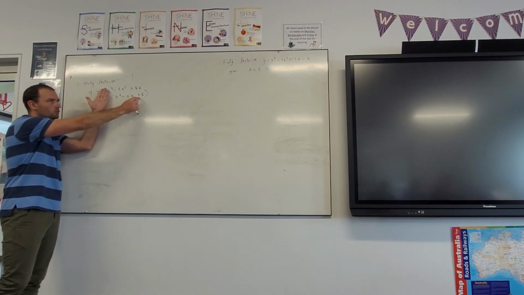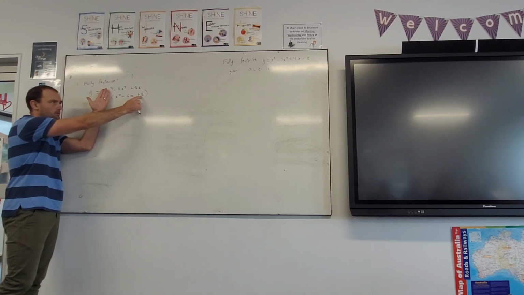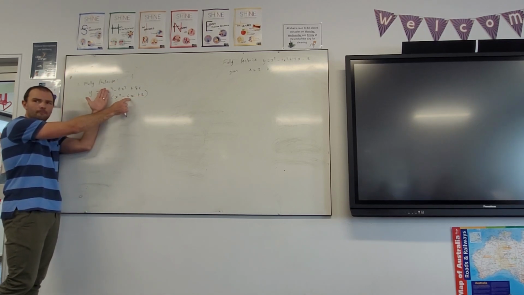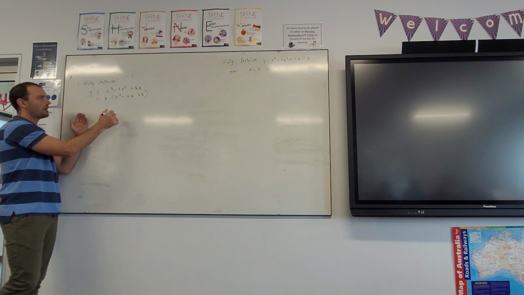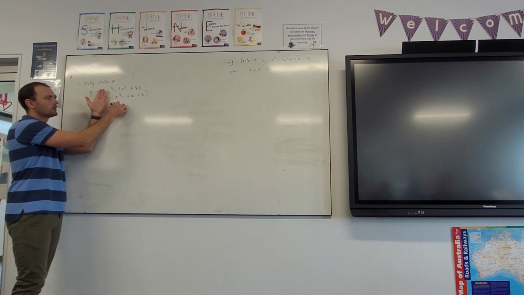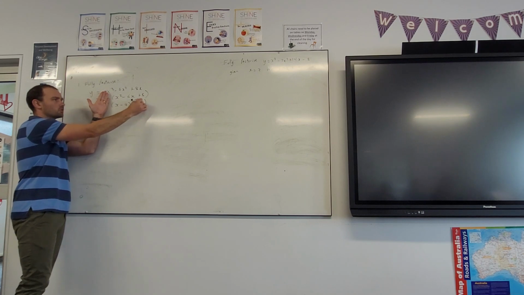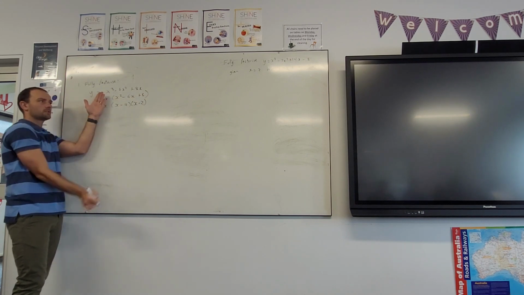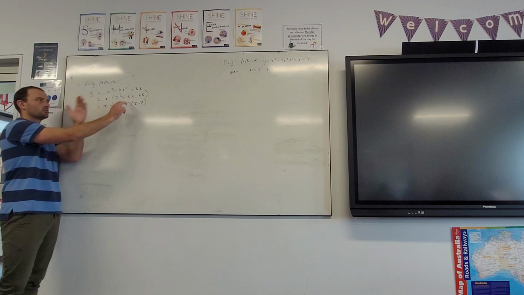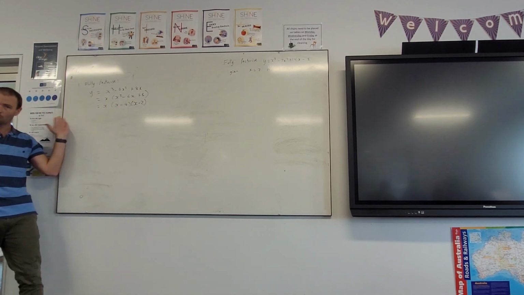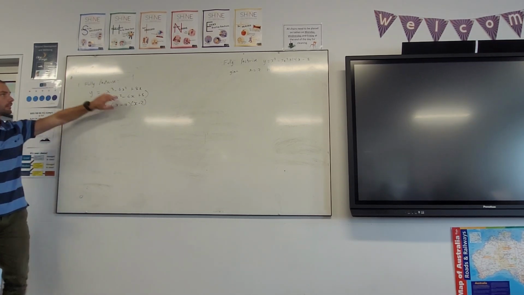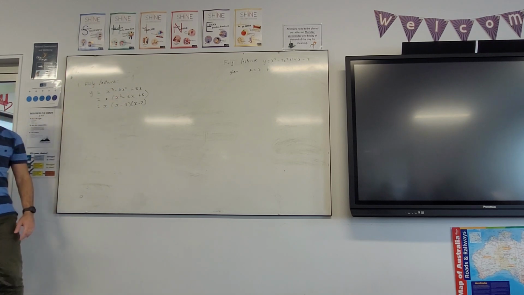I'm looking for 2 numbers that multiply together to give me positive 8. And when you add them, you get minus 6. So that's going to be minus 4 and minus 2. Minus 4 times minus 2 is positive 8, and minus 4 plus minus 2 is minus 6. So now we have fully factorized this cubic function.